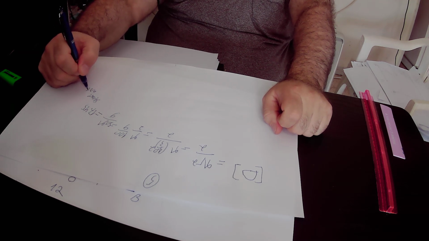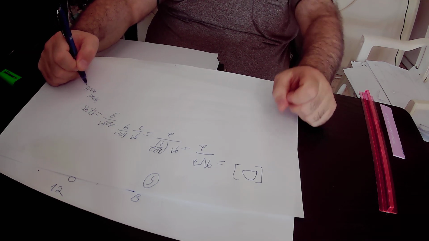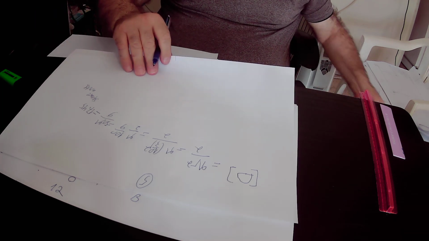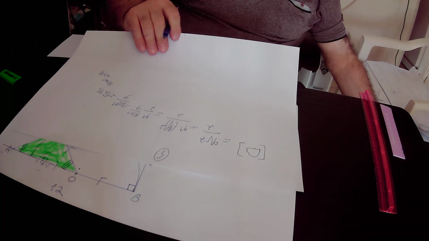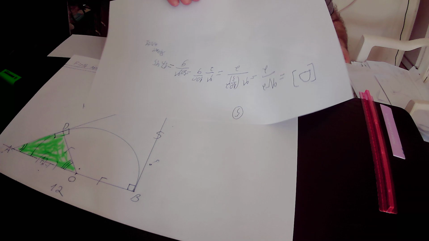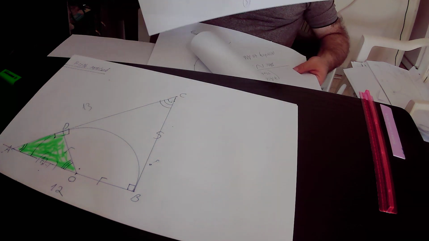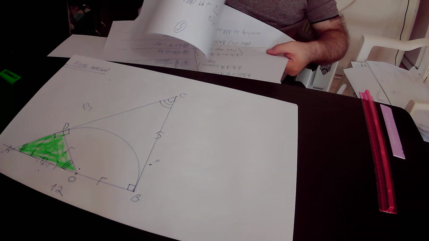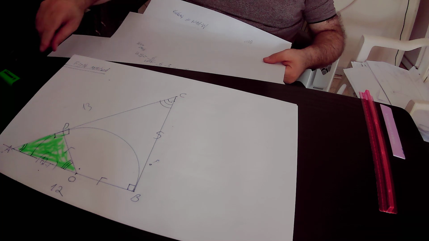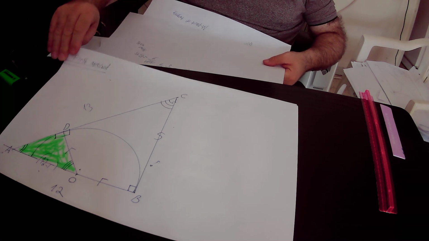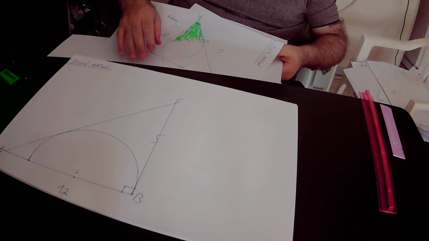Okay, so we finished with the first method. In the next step, I will present to you how to find the area of the semicircle according to a second method.